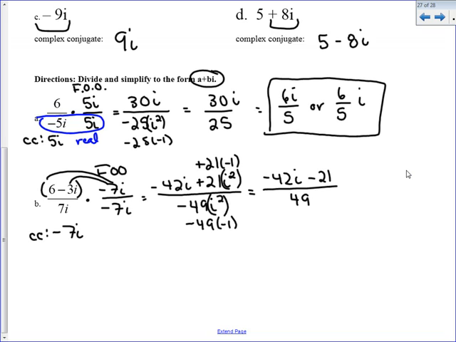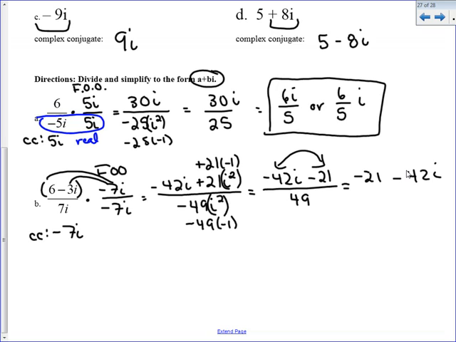What else is wrong about the way this problem's kind of put together? Yeah, the order. We always need the real half first, the imaginary half second. Well, in our numerator, the imaginary is first. So what we've got to do is we've just got to flip-flop these two. So I have negative 21 minus 42i.